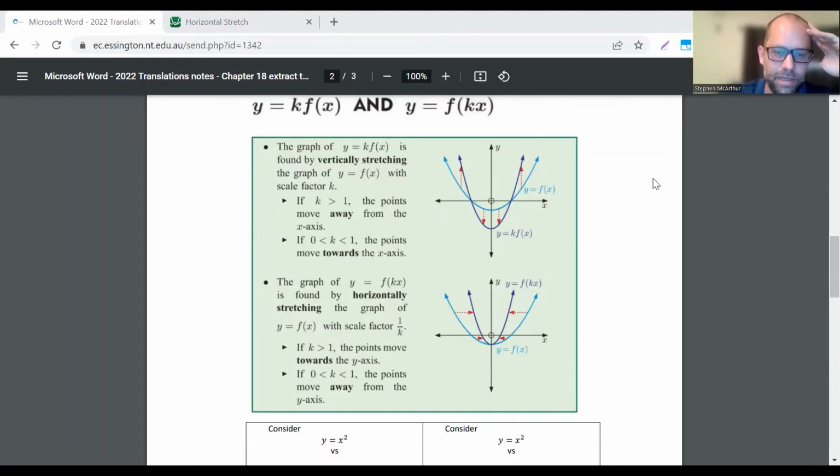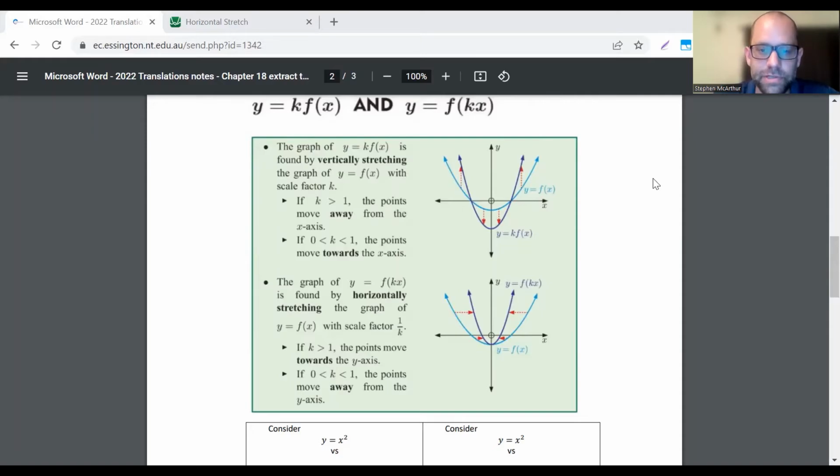So I'm going to read the top bit, and I'm going to focus on the bottom line. This is the top bit of the second paragraph, because we're not really dealing with the first one in this box anymore. We're dealing with the second one. So let's read that. It says the graph of y is equal to f of kx in brackets is found by horizontally stretching the graph of y is equal to f of x with scale factor of 1 over k. And if you look at the rule, it says y is equal to f of kx. There's no 1 over k in the rule.